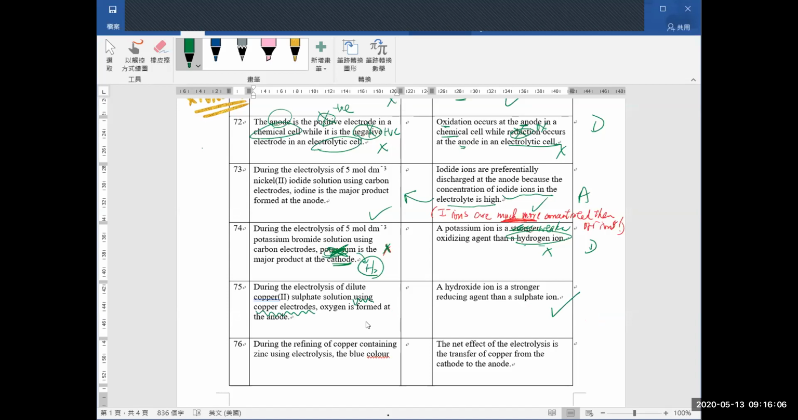The relative position of hydroxide ion and sulfate ion is different. How about the first statement? Do you figure out what happens to that statement? Yes, copper is oxidized at the anode. I'm referring to the anode. It's not oxygen. It's oxidized. So cross and take C. Thank you. 76.